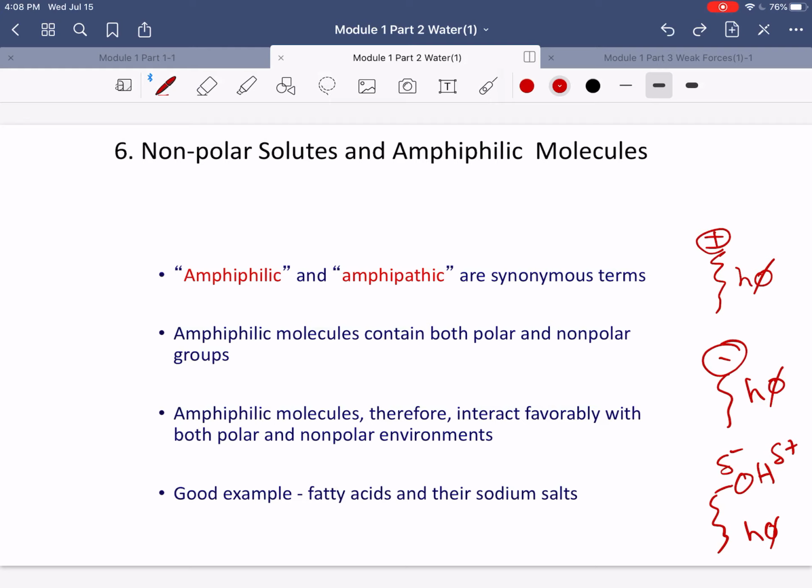And that causes these amphiphilic molecules to organize into spheres that contain the oily dirt in the middle. So the tails are in the middle and the head groups are on the outside. Fatty acids are a good example. They also have this same structure as soap, and their sodium salts keep them soluble in water. And so we'll have a look at the different structures that these amphiphilic or amphipathic molecules can form.